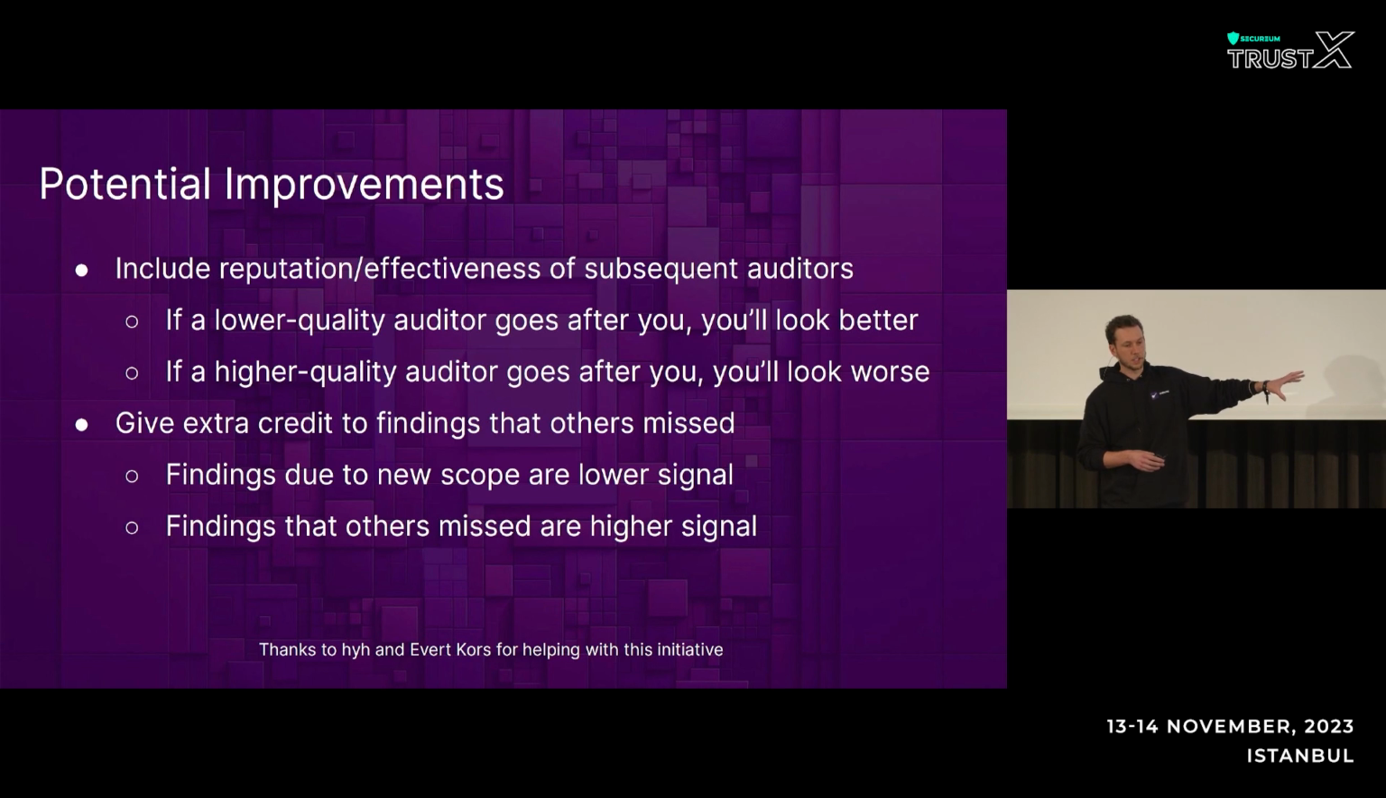And then giving extra credit to findings that others missed. So if you're an audit firm and you find 3 high severity vulnerabilities, but those are based on new scope that no one has ever looked at before, then that's cool. But it's a lot cooler if you find 3 high severity vulnerabilities on code that 3 auditors have already looked at. If you find findings that other audit firms missed, that's higher signal than finding high severity vulnerabilities in code that no one has really looked at before. So those are some of the potential improvements.